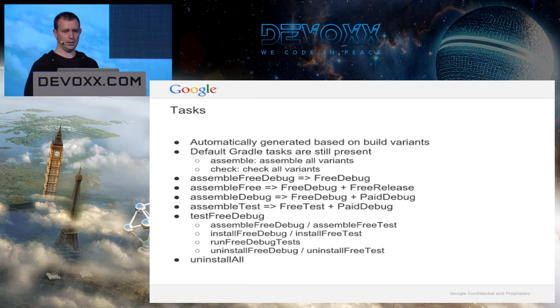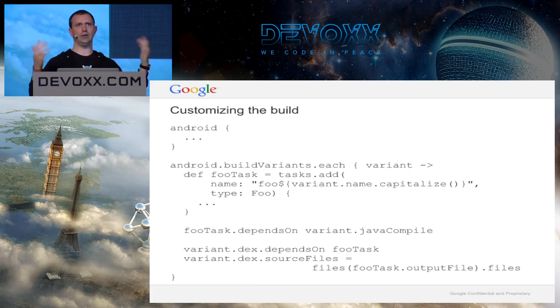And then build types: package name suffix allows you to create a custom package just for debug so that you can install both of them at the same time. In terms of tasks, we generate a lot. Gradle just allows us to dynamically generate every task that you want. So assemble will build everything. Assemble free debug will build just free debug. But then assemble debug will build all flavors that are debug, for instance.